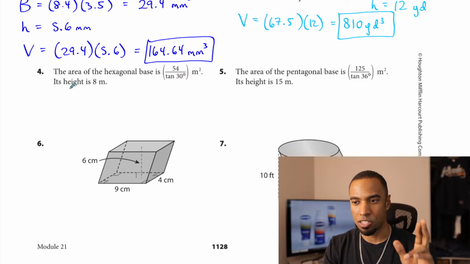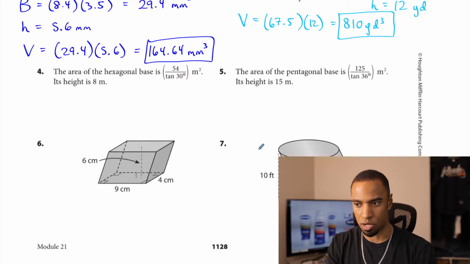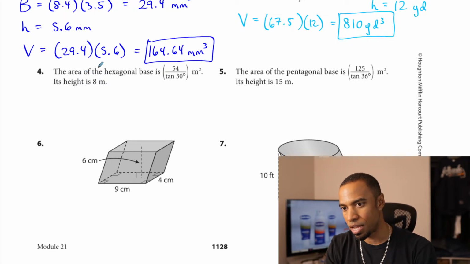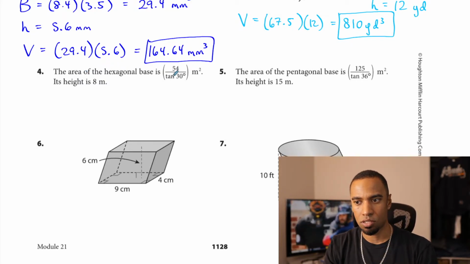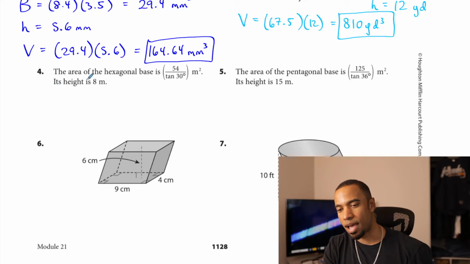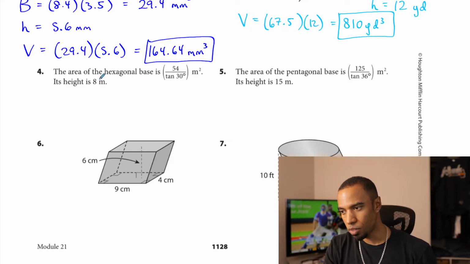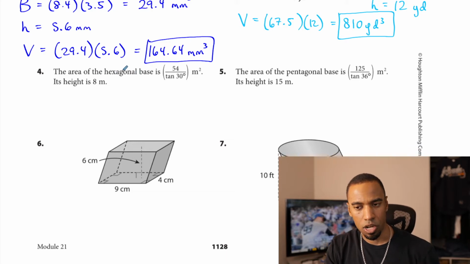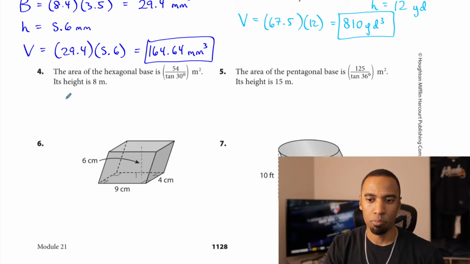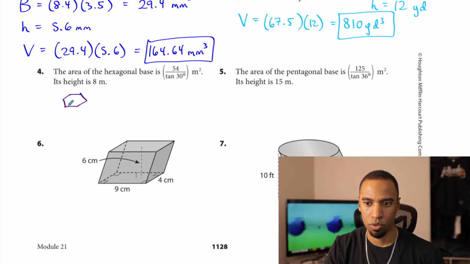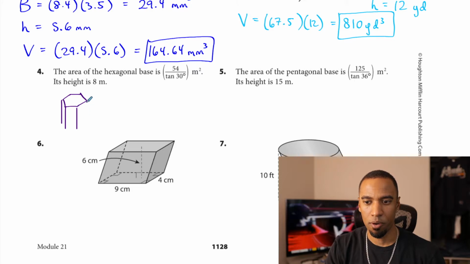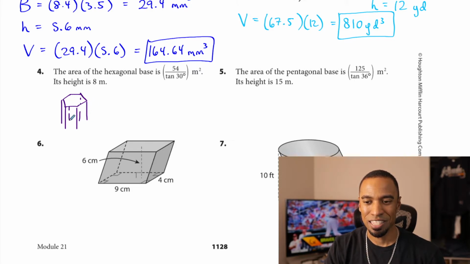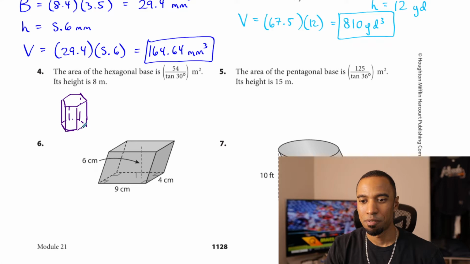All right, numbers 4 and 5, guys, they do not have images. This is number 6, this is number 7. These do not have images. This says the area of the hexagonal base is, whoa, this weird number. Its height is 8 meters. Now, a hexagon, they're talking about a prism. A hexagonal prism would look like a hexagon, of course. 1, 2, 3, 4, 5, 6. And people always like these, like, oh, that's cool. Or as my nephew would say, that's fancy. He's like 4 years old. That's fancy. So like that, right?